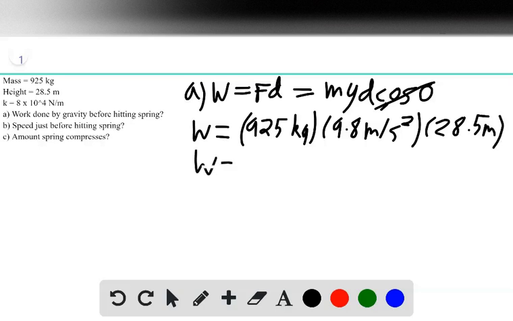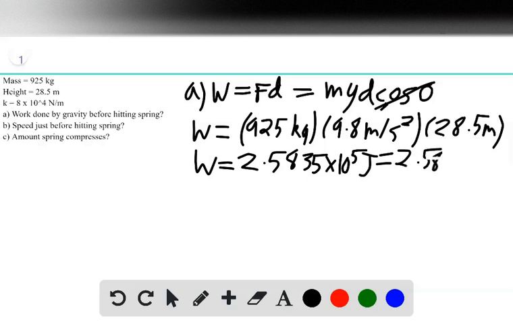Plug all that in, and you get work equals 2.5835 times 10 to the 5th joules, which we can round, or we can use sig figs with to get 2.58 times 10 to the 5th joules. That's part A, work done by gravity. All right, part B asks the speed just before the elevator hits the spring.